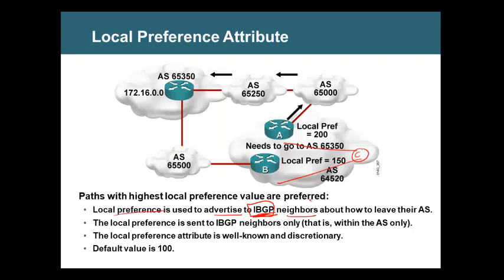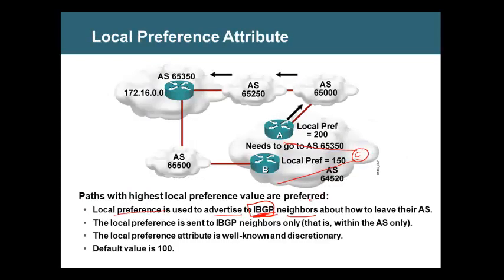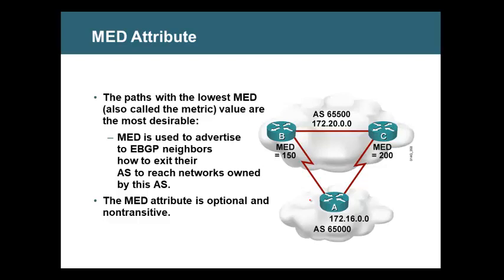Now, you see, for this network, B is advertising MED 150. C is advertising MED 200. In weight, bigger is preferred, whereas in MED, lowest is preferred. So now A will enter into AS 65500 via B. It won't enter via C. Why? A will prefer the lowest one. If I go via B, 150. If I go via C, 200.